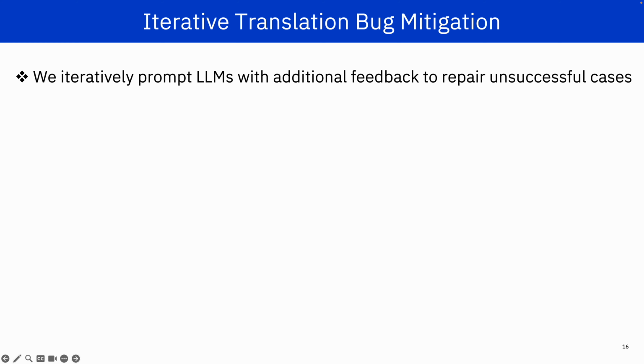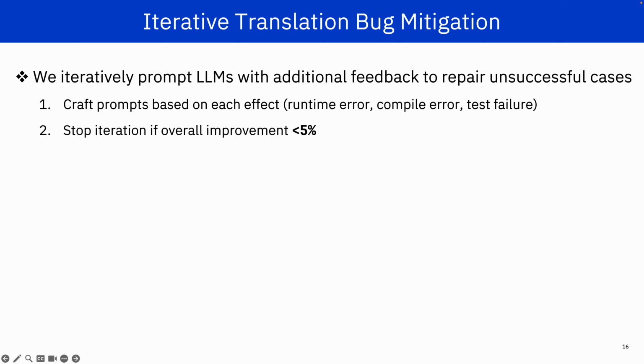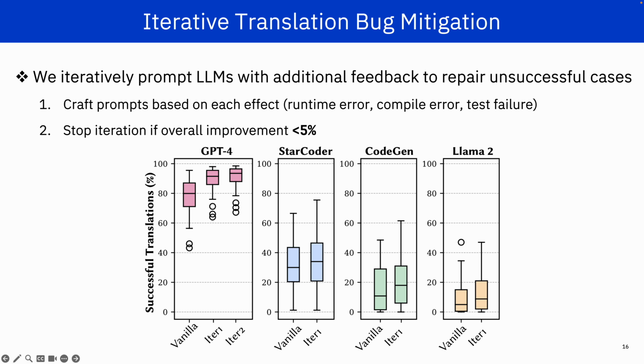So we perform iterative translation bug mitigation. Here, we dynamically craft prompts based on every kind of unsuccessfulness, like runtime error, compile error, or test failure. Our strategy is to stop if the overall improvement is not over 5%. This figure shows the overall improvement after doing feedback-based prompting for every LLM that we considered.